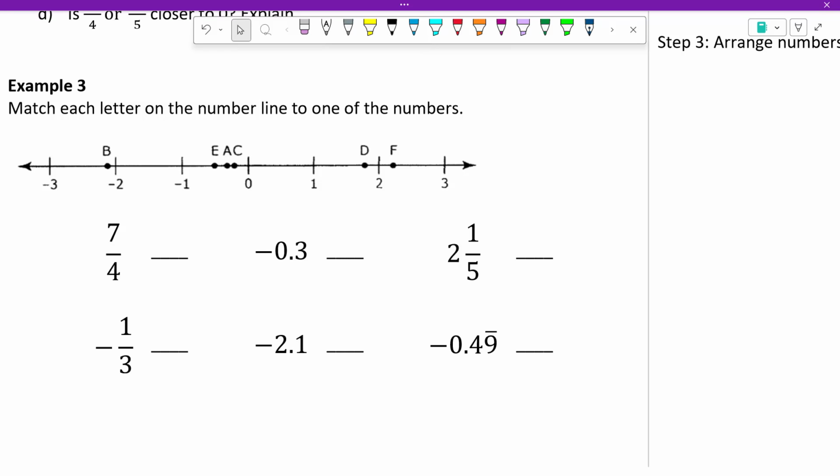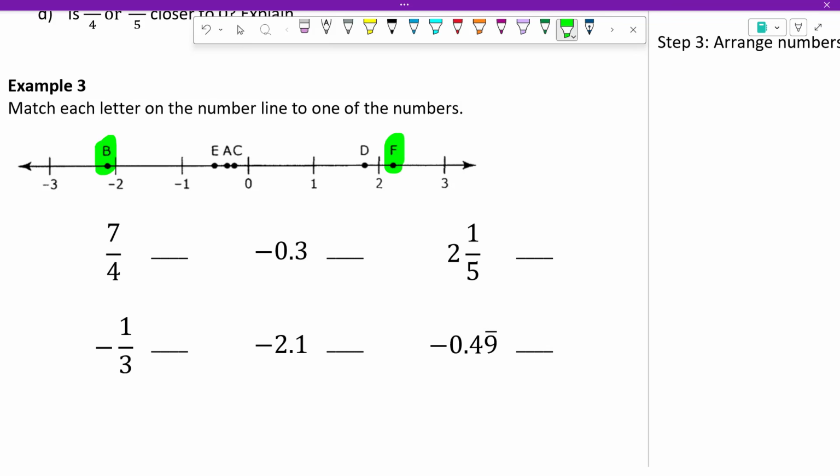But we're going to use the same strategy, right? Out of these 6, what's the biggest? And what's the smallest? F is the biggest. Biggest is a number a little bit more than 2, a positive number a little bit bigger than 2, according to the number line. So, what is our positive number a little bit more than 2? Top right, 2 and 1/5.